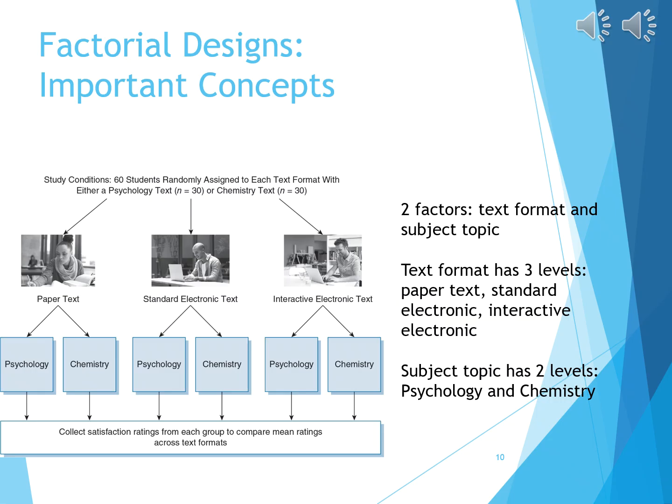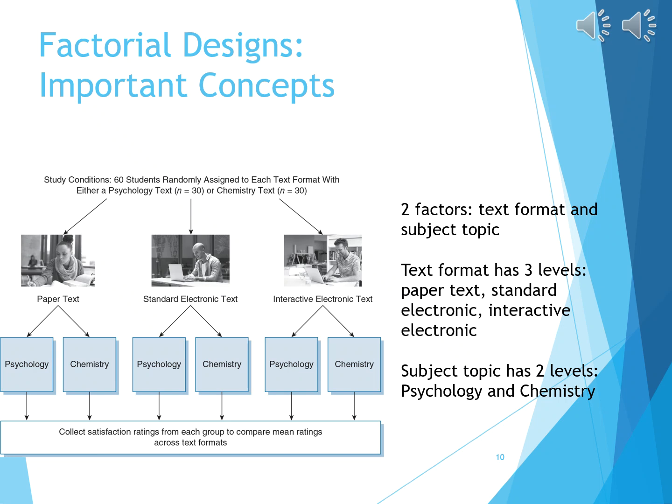So you can see there's actually going to be 6 different conditions, and what we're interested in is 2 separate main effects, what they're called main effects. One main effect of textbook format: how does that affect student satisfaction ratings as the outcome? Also, how does subject topic by itself, psychology versus chemistry, affect student satisfaction ratings? But more interestingly, do these factors interact? Do these 2 variables, textbook format and subject topic, interact to predict student satisfaction ratings in a particular way?